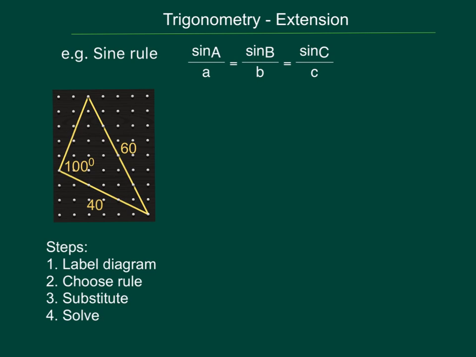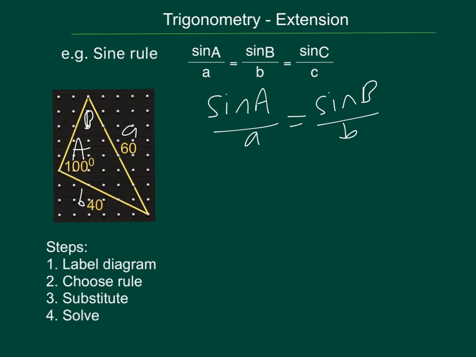Here's another example. Maybe you could stop the video and see if you can work it out before I show you how to do it. So, assuming that you've done that, I'm going to follow the steps. Label the diagram. So I'll call this capital A, lowercase a, capital B, lowercase b. And I'm going to try and find out what capital B is. So let's write down the equation. Sine A over a equals sine B over b, because I've got a's and b's, and I've chosen the rule, so now I need to substitute.